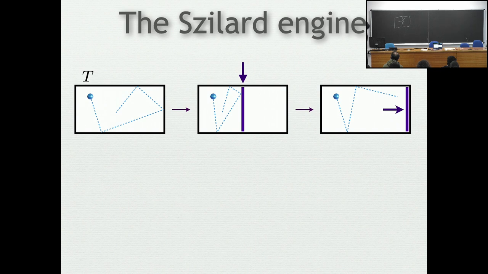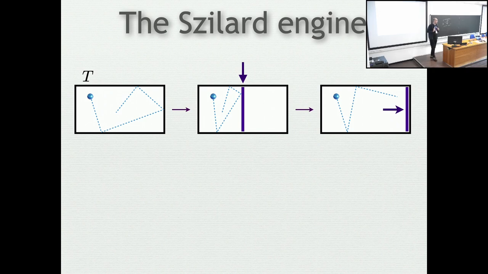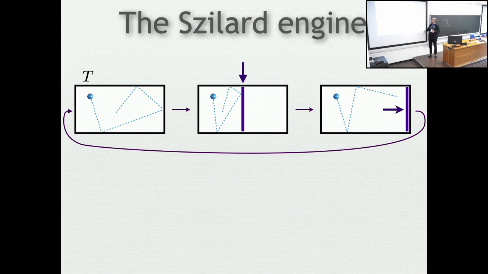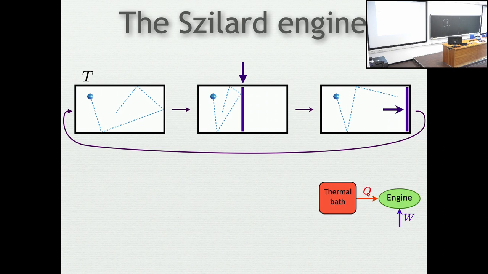Suppose that this is a gas, or a single particle. If you have a gas and you expand it reversibly, you extract work. This is what the engines in our cars are doing all day: they extract work in expansion. And then once you do this, you remove the piston, and you have a cycle.